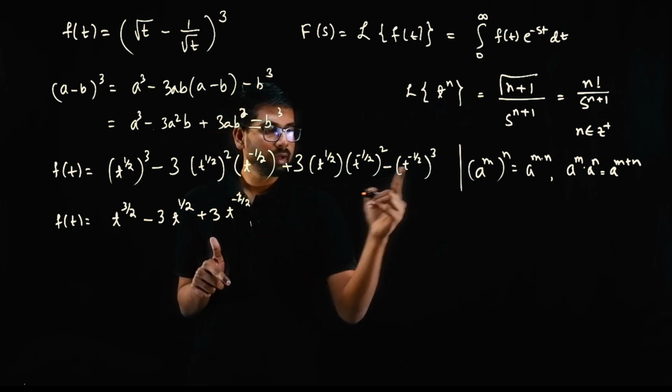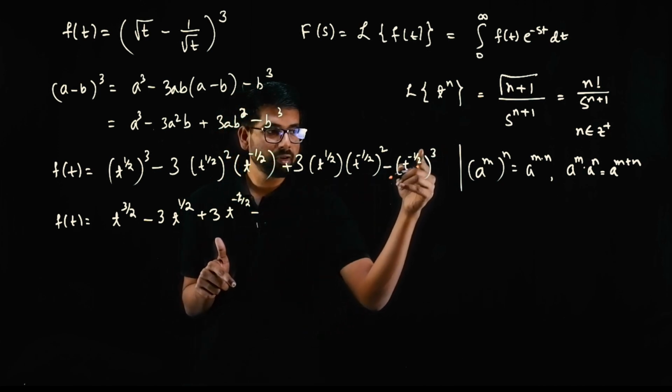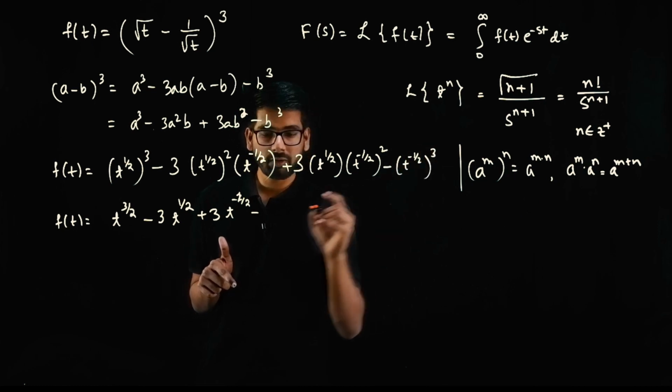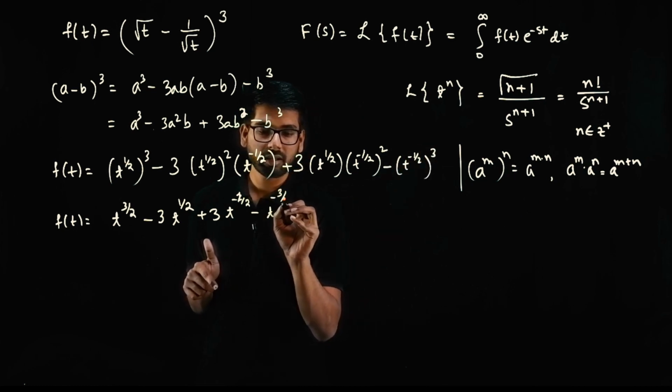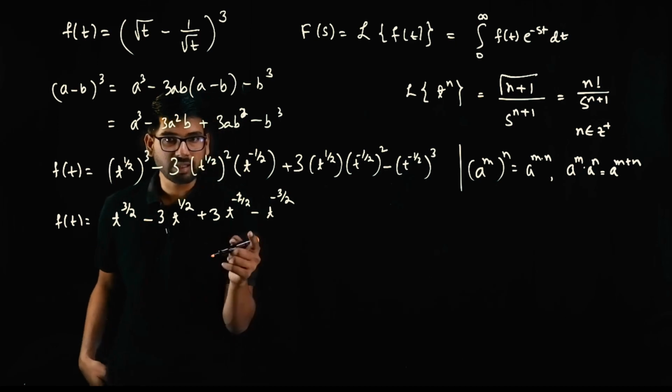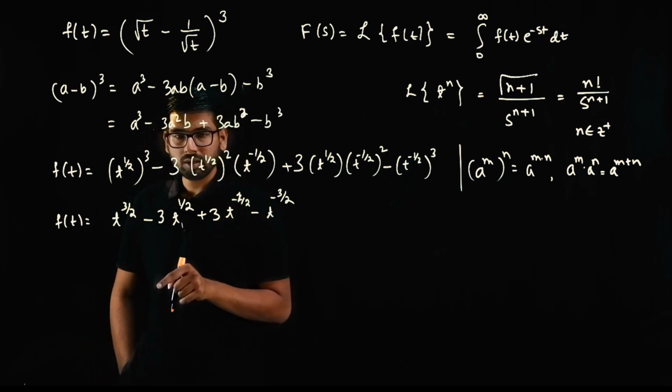And here it is power of power is product. So that is minus 1 by 2 into 3, which is minus 3 by 2. Okay, so this is the f of t, given f of t after simplification into individual terms.